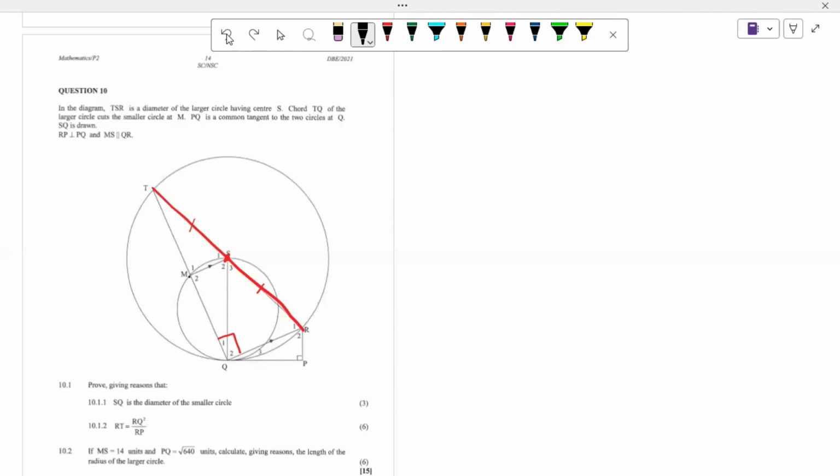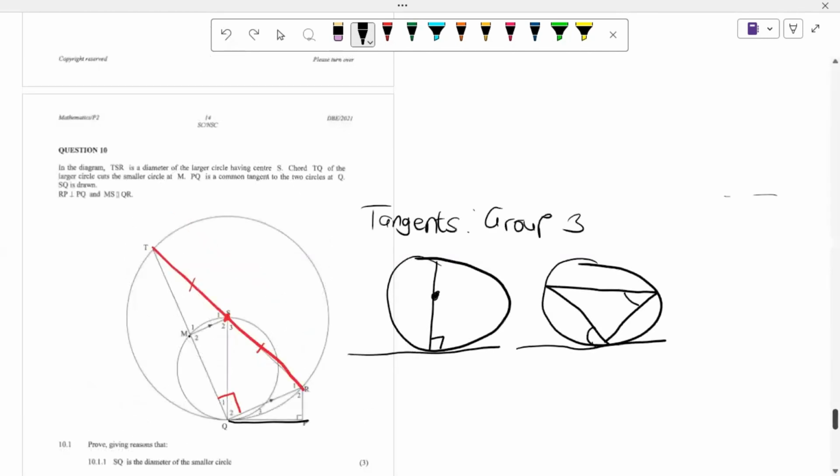And then what else are they saying? PQ is a common tangent of the two circles at Q. So PQ, this line here, is a common tangent. SQ is drawn. Here's our SQ, basically this line here.